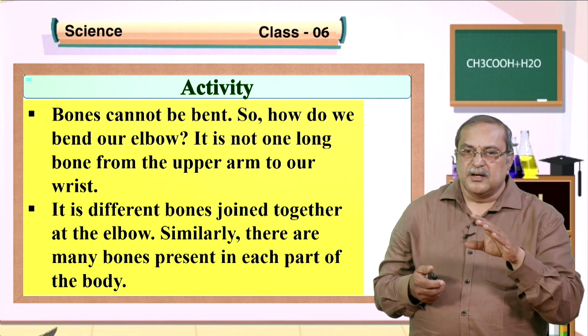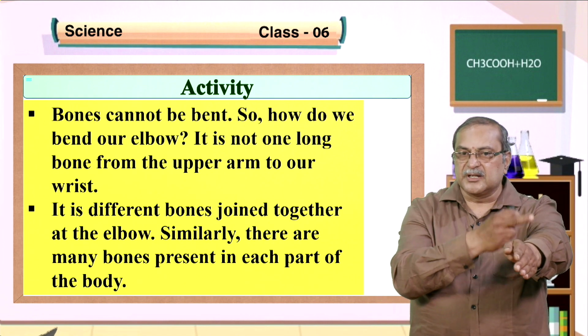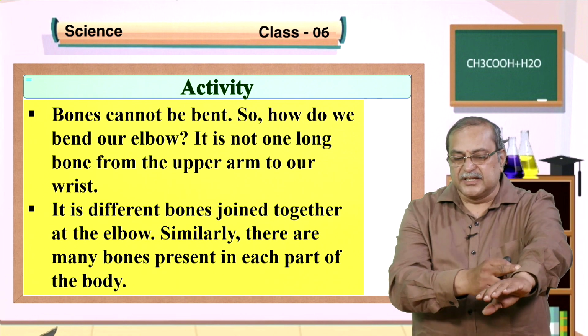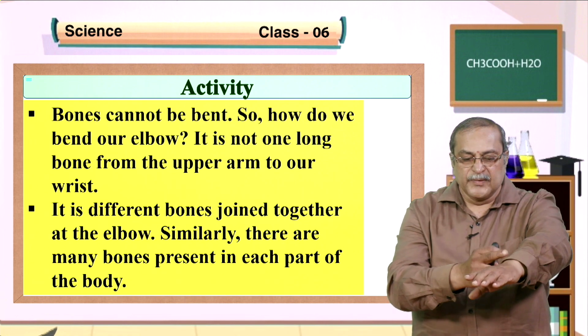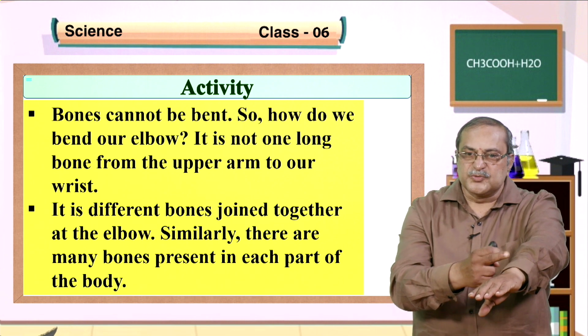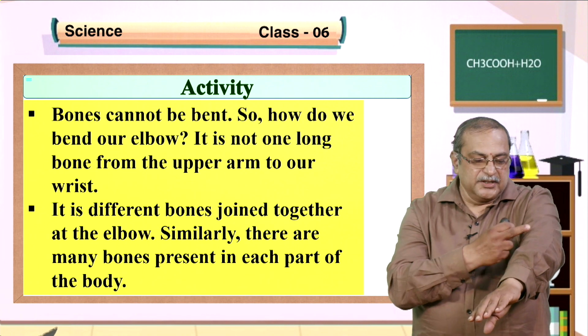It is not one long bone piece. From here to here, it is not a long bone piece. The upper arm and the wrist are there. By this we can say different bones are here. The palm has different bones. From the wrist to the fingers they are different bones, and there are many bones present in each part of the body. Okay, at the elbow, from here to here and here to here, one joint is there.